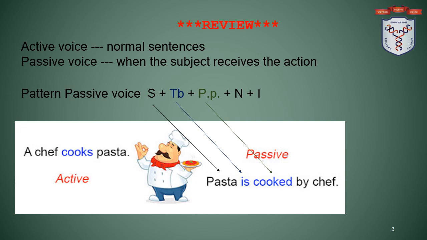So you are going to change the object into the subject and the subject into the object. We are going to put pasta at the beginning of the sentence. We are going to add the verb to be, and we are going to change our verb into past participle. Cook, we change it to cooked.